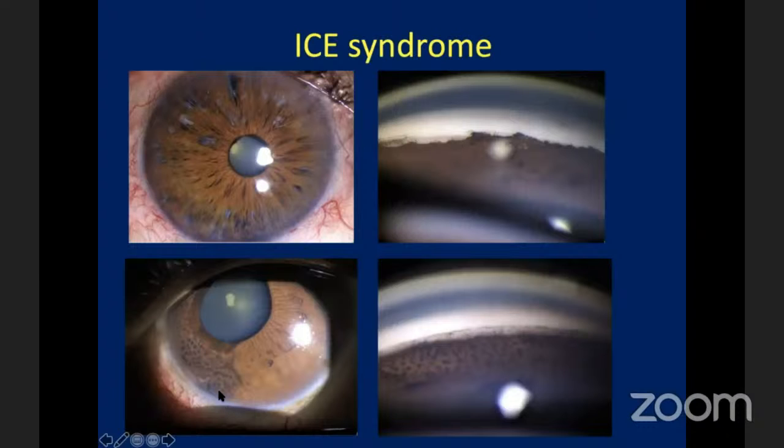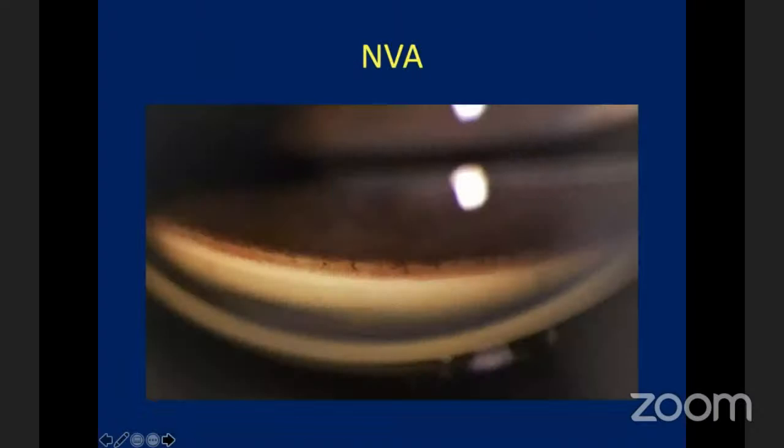This is a patient of Chandler's, Cogan-Reese syndrome. Here you have very anterior synechia formation because there is an abnormal corneal endothelium, and you have this secondary angle closure occurring. This is unilateral, very anterior synechia formation, and that clinches the diagnosis of an ICE syndrome.